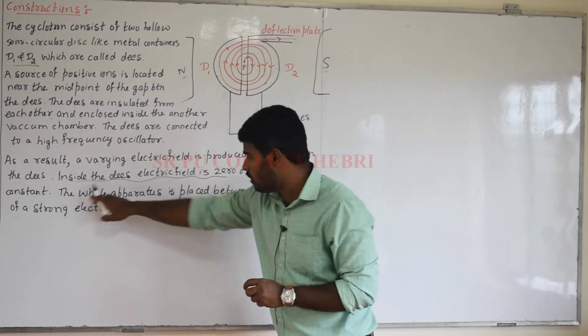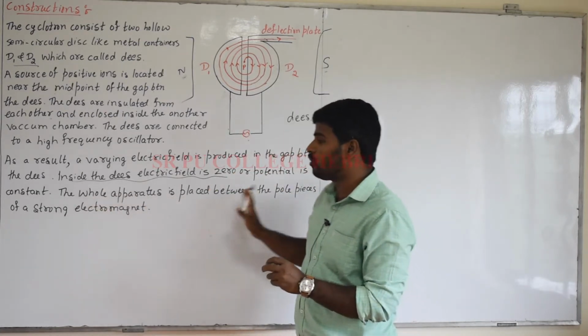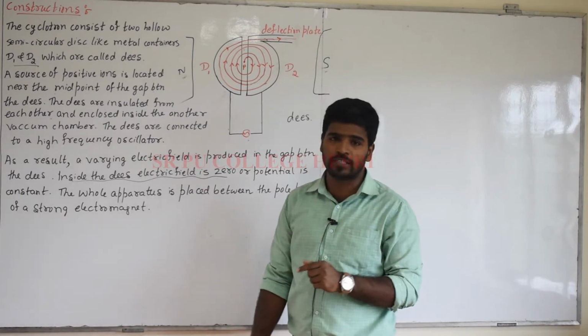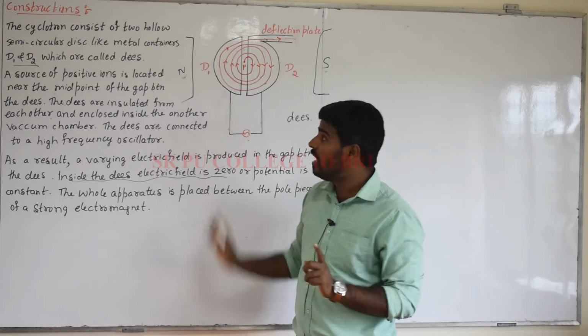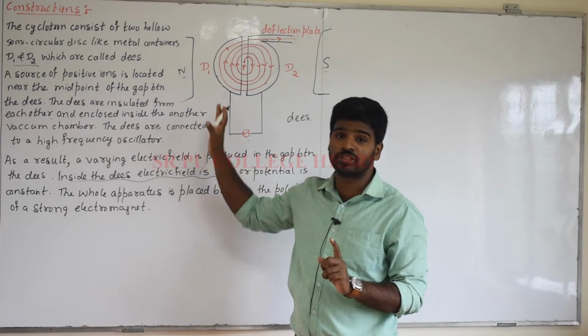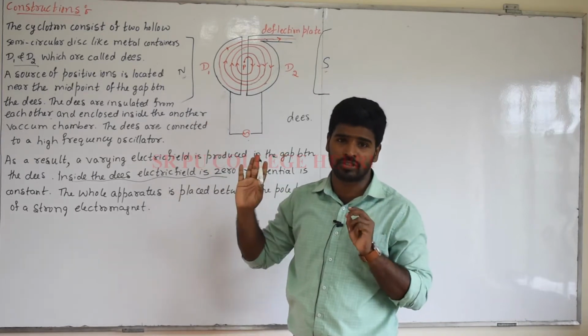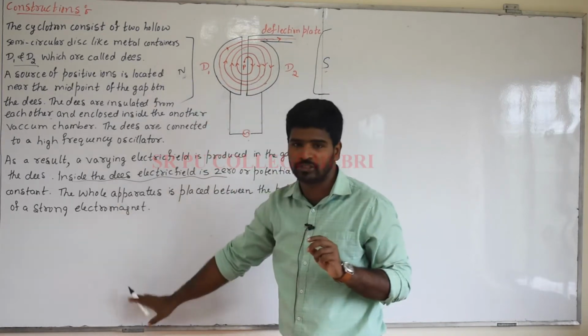Now the whole apparatus is placed between the two powerful strong electromagnets, that are known as N and S. Is it clear? This is all about the construction of cyclotron. For a 3-mark question, write a diagram along with the explanation.